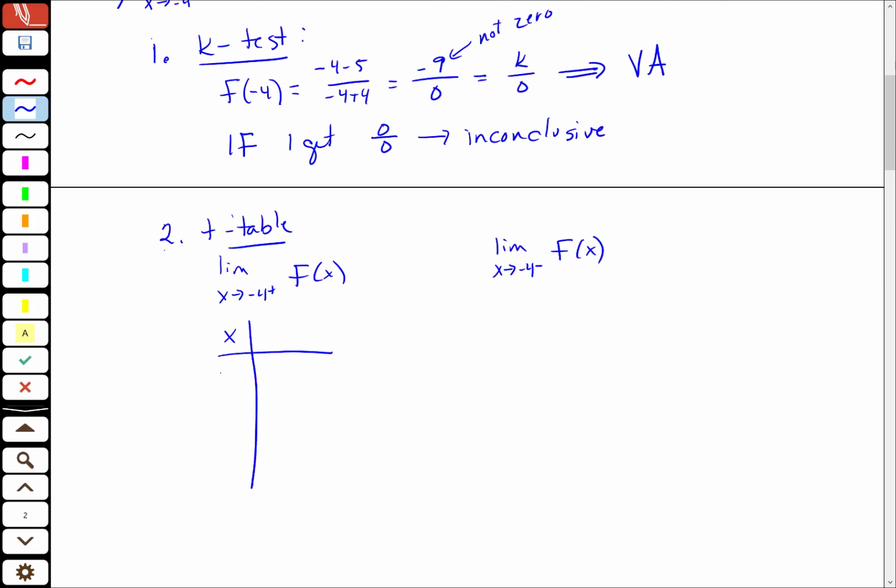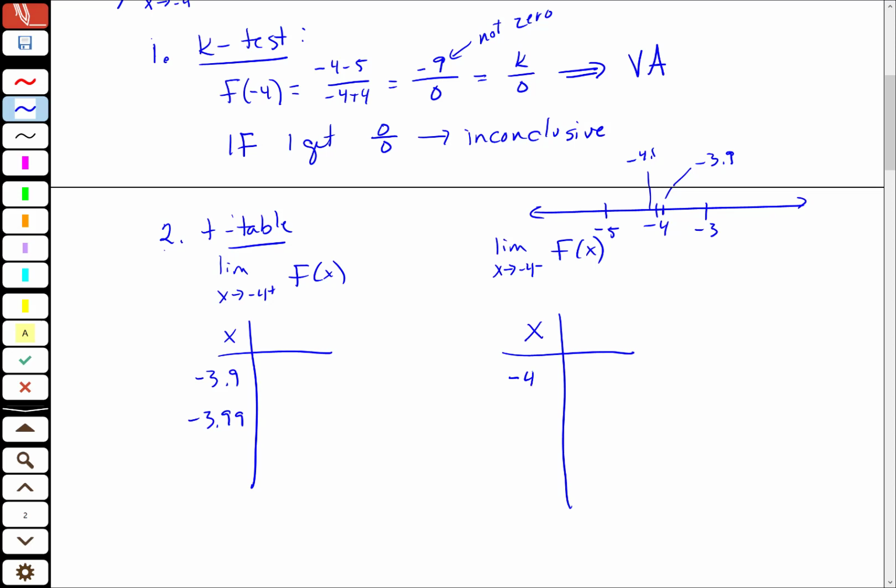So x. When I'm going -4 from the right, let me picture this just to make sure, because when I'm in the negatives, sometimes it's hard. So over here is -3. Over here is -5 in the negative direction. So -4 from the right is right here. It's like a -3.9. And from the left is over here. It's like -4.1. Okay, so from the right, -3.9, -3.99.